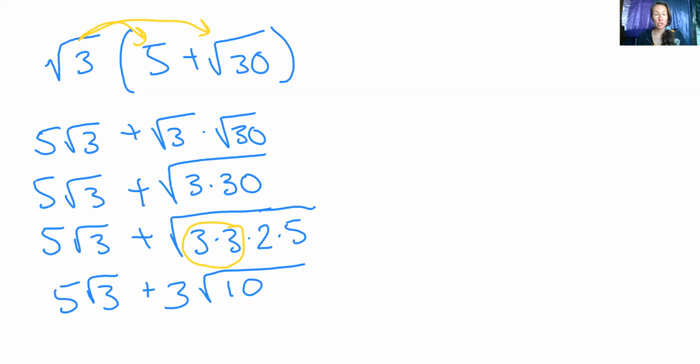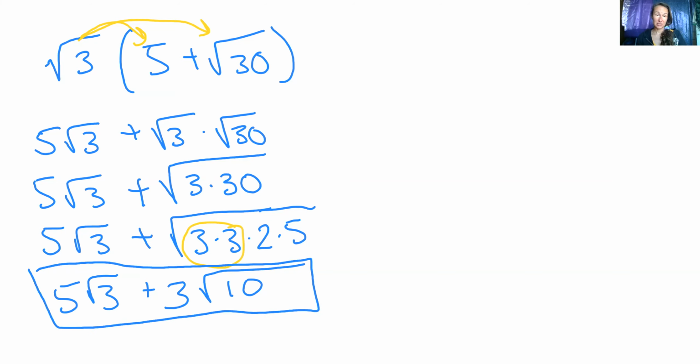Right. So now we have 5 root 3 plus 3 root 10. These are not like radicals, so we cannot add them. And that is our answer.